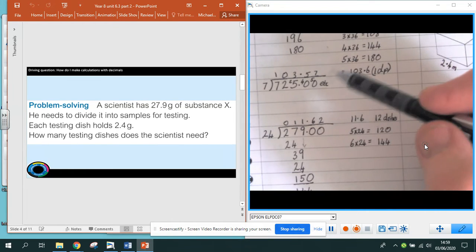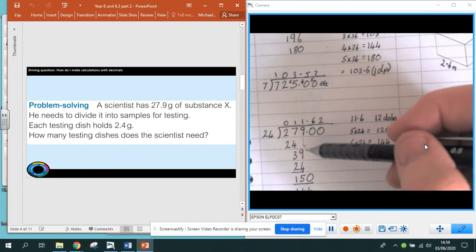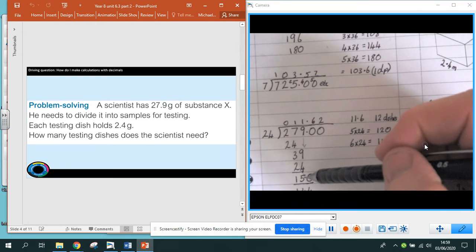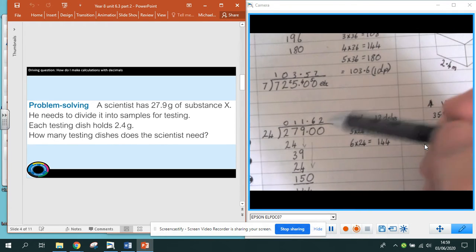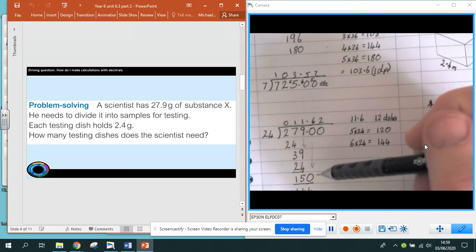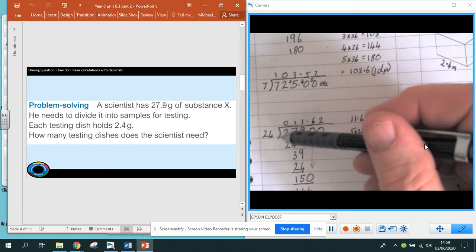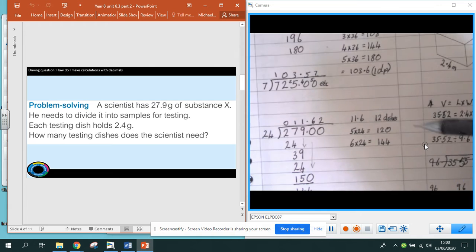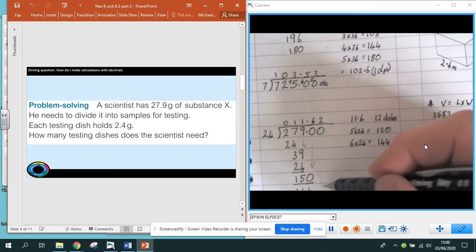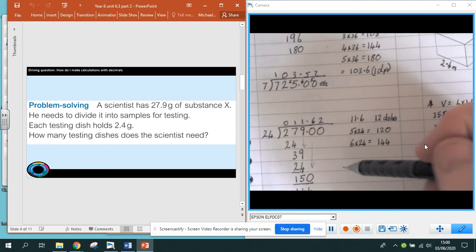How many 24s in 39? 1. Remainder 15. We've reached the decimal point now. Carry on going. How many 24s in 150? Well, I remembered that I'd done 5 24s previously, so I just carried on from there. I did 6 24s, gave me 144.